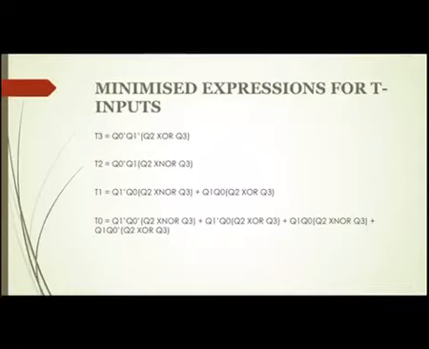These are the minimized expressions for T inputs. T3 is equal to Q0 dash Q1 dash Q2 XOR Q3, T2 is equal to Q0 dash Q1 Q2 XNOR Q3, T1 is equal to Q1 dash Q0 Q2 XNOR Q3 plus Q1 Q0 Q2 XOR Q3, T0 is equal to Q1 dash Q0 dash Q2 XNOR Q3 plus Q1 dash Q0 Q2 XOR Q3 plus Q1 Q0 Q2 XNOR Q3 plus Q1 Q0 dash Q2 XOR Q3.